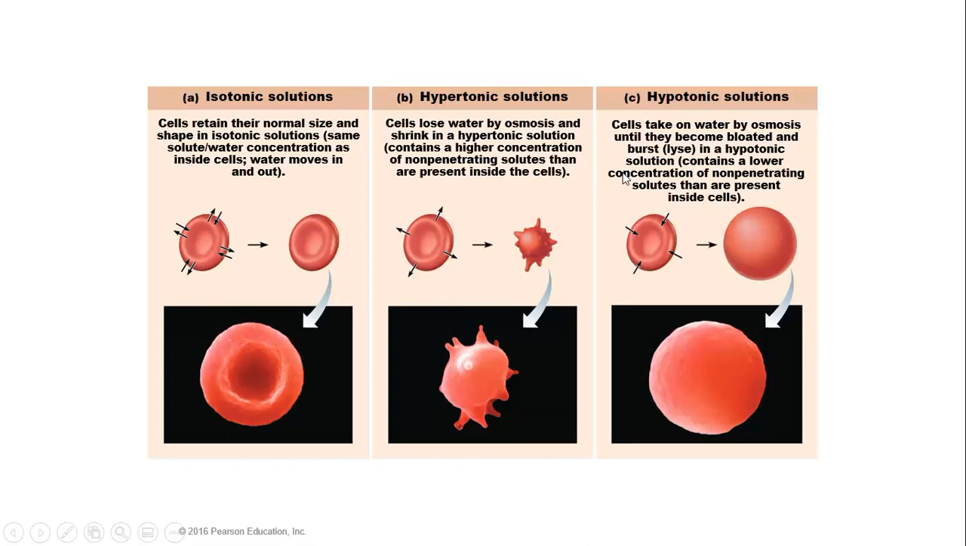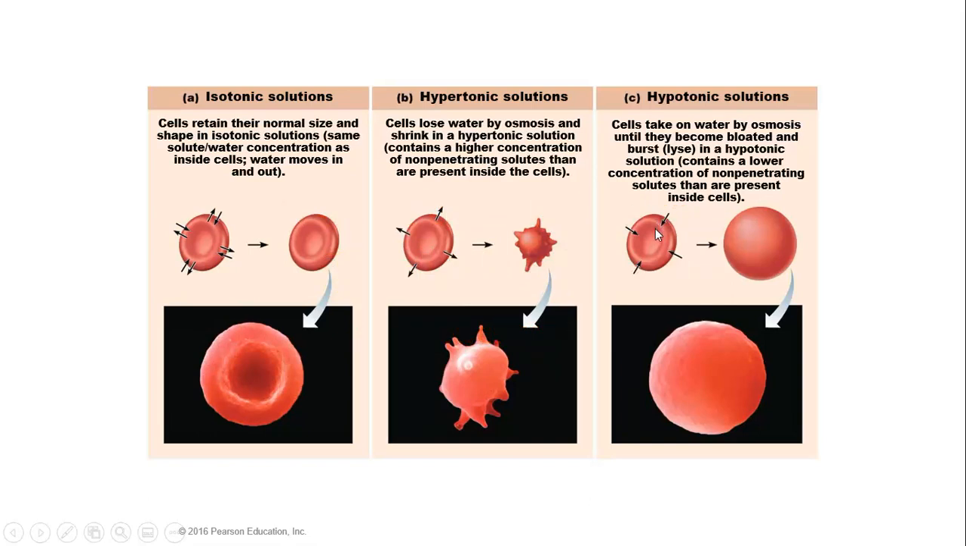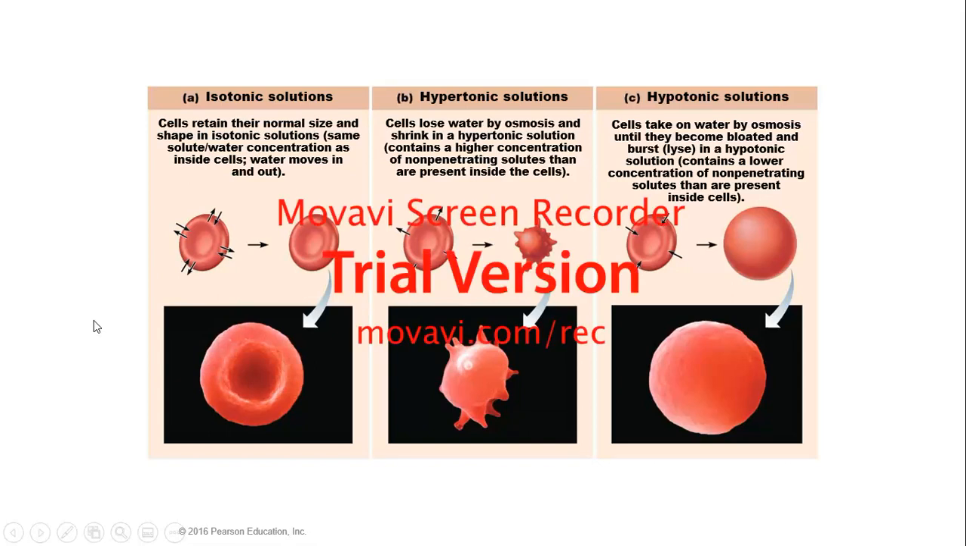Hypotonic solution, low salt, that means you have high water. Inside of the cell is low water, so the water is going to flow from the solution into the cell. Therefore, the cell's going to swell. So this is just an image of a red blood cell in three different types of solutions.